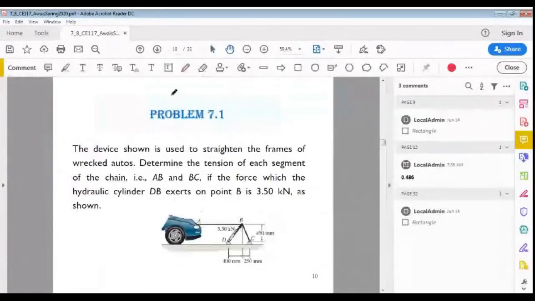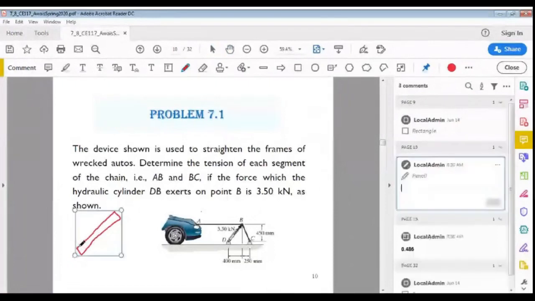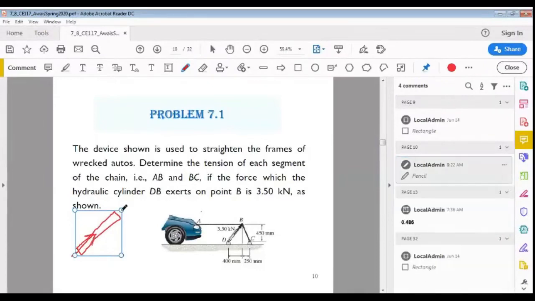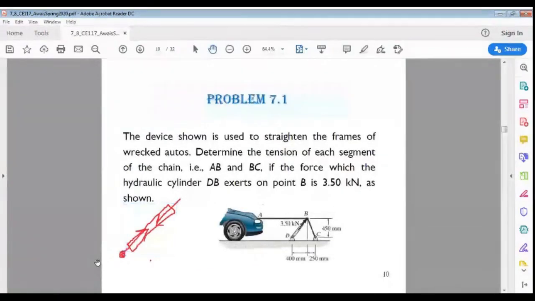So for example, if this is a body and we want to show that the member is in tension, we have to show the forces such that the arrowheads are pointing away from each other, which means that the bottom force is pulling this point. Similarly, this force component is pulling a point over here.